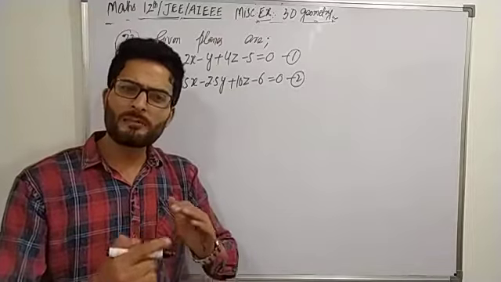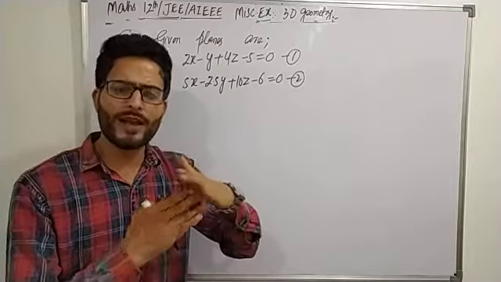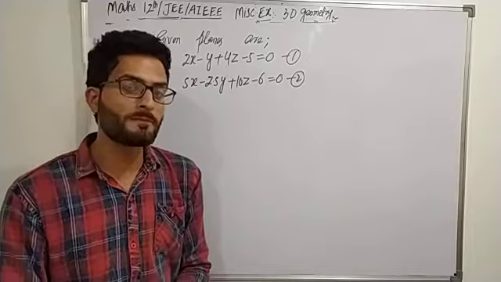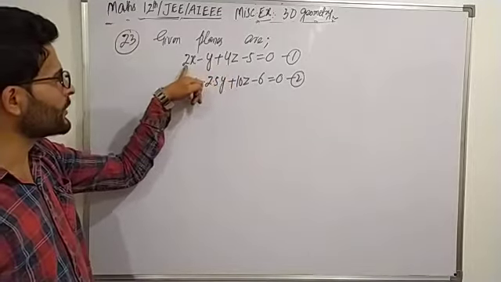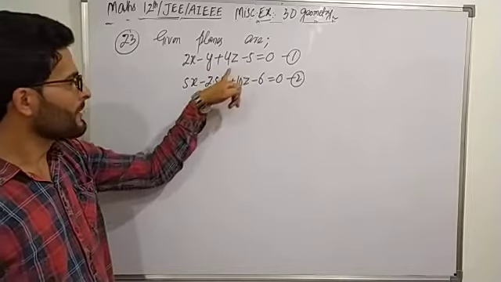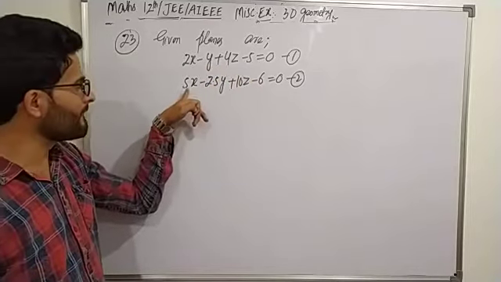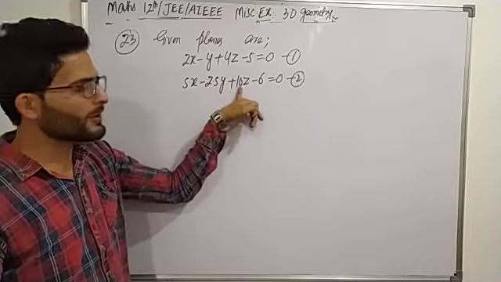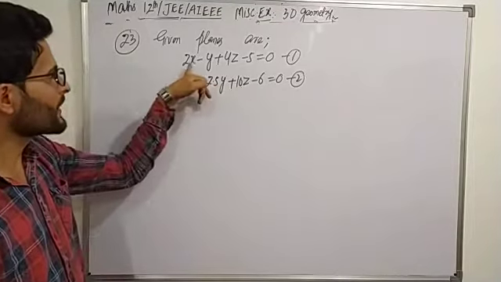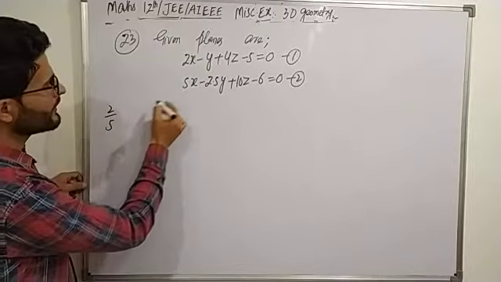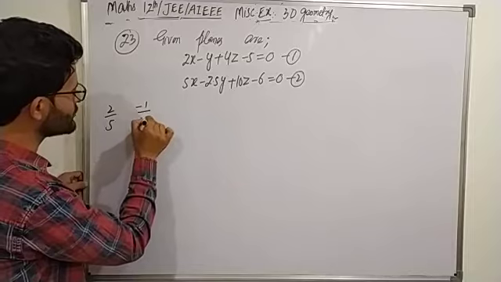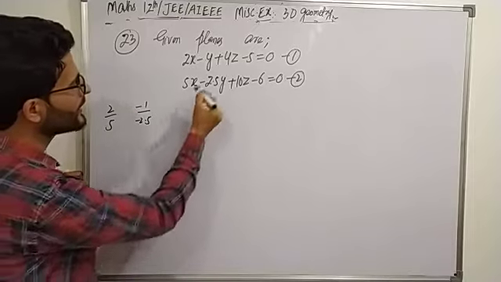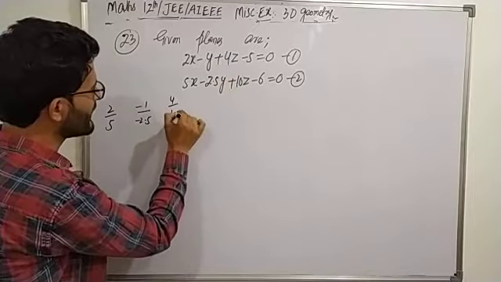So to decide whether planes are parallel or perpendicular or anything else, we have to check their direction numbers. So what are the direction numbers of plane first? 2, minus 1, 4. What are the direction numbers of plane second? 5, minus 2.5, 10. So if we do 2 divided by 5, is that equal to minus 1 divided by minus 2.5? And is that equal to 4 divided by 10?